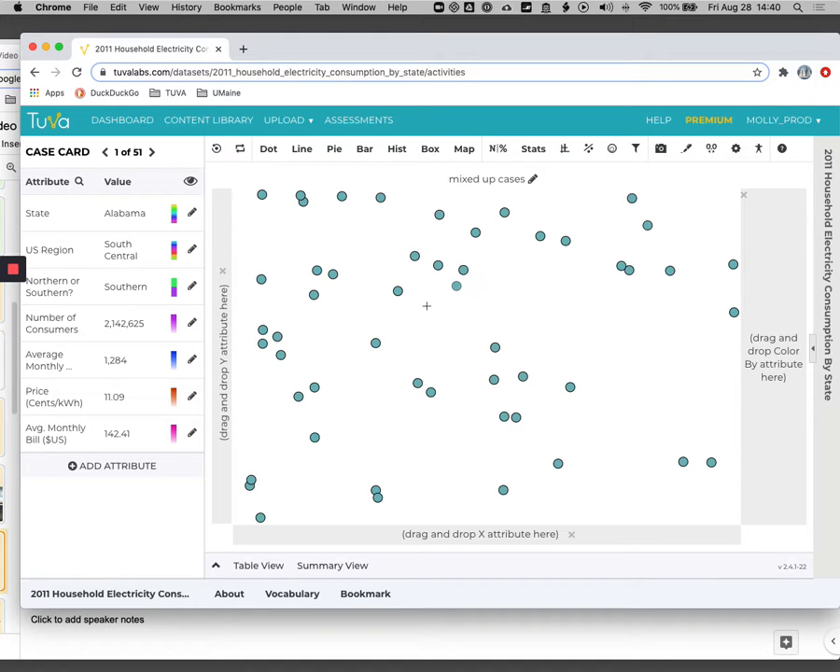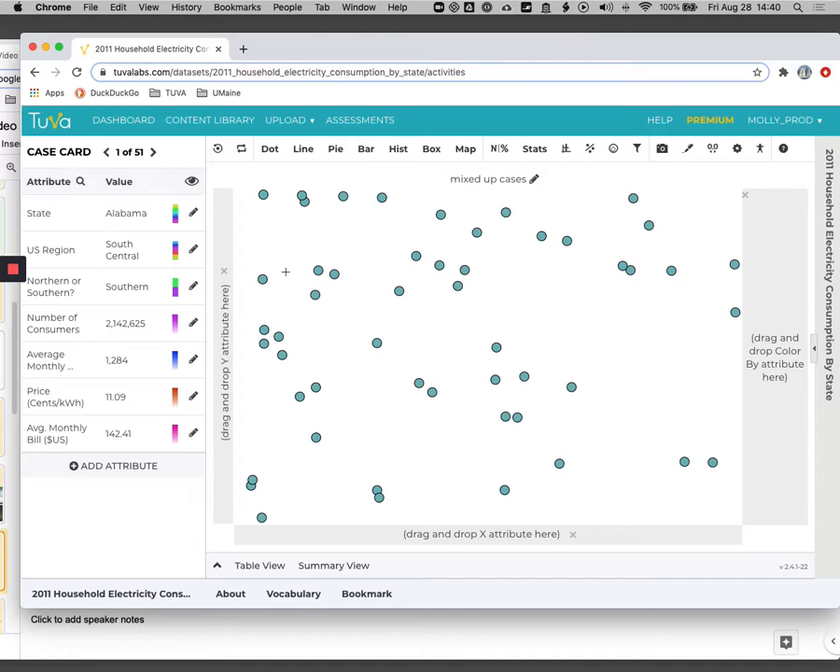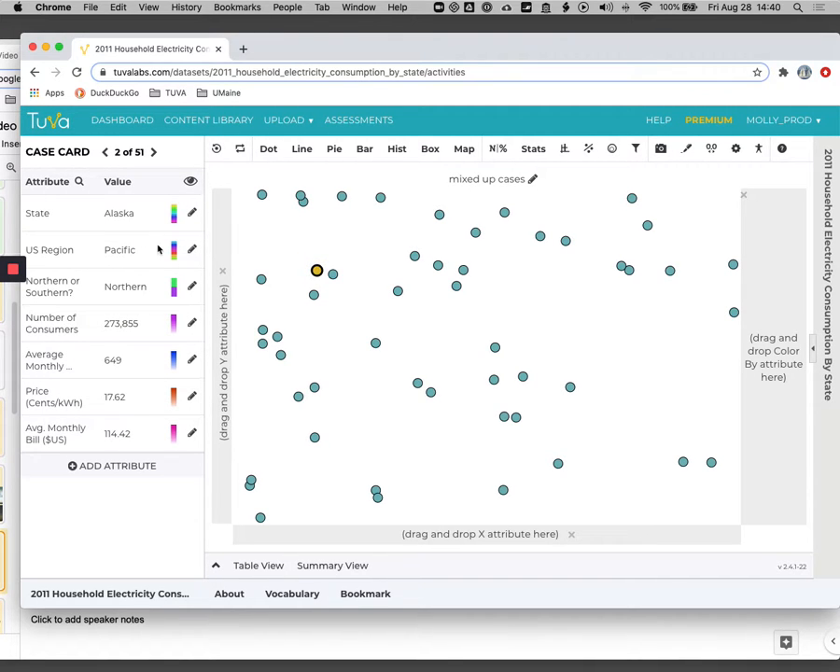Each dot in this data set represents a state. In this data set, we show which state it is. If I click on a dot, that's Alaska. It gives me the region that state is in, whether it's a northern or southern state, the number of customers that were sampled, and the average monthly consumption in kilowatt hours used on average in that state by households. And it also gives the price that customers paid and their average monthly bills.